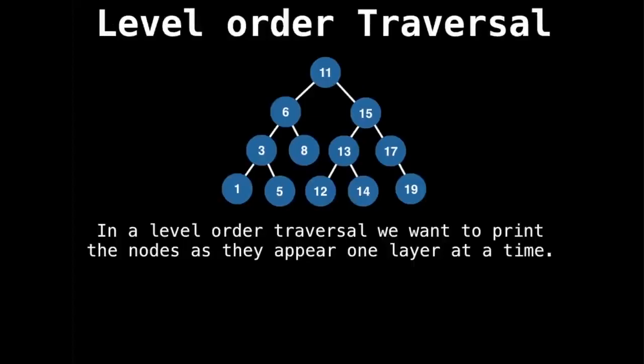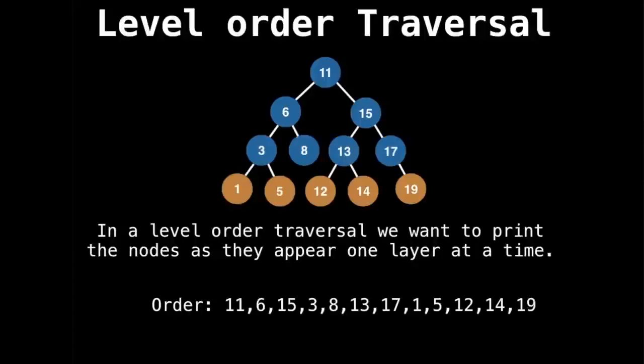Now I want to look at level order traversal, which is special. It's quite a bit different from the other two. A level order traversal is we want to print the nodes one layer at a time. So start with 11, then we want to print 6 and 15, then 3, 8, 13, 17, and 1, 5, 12, 14, and 19. And you're like, oh, how am I going to do that?